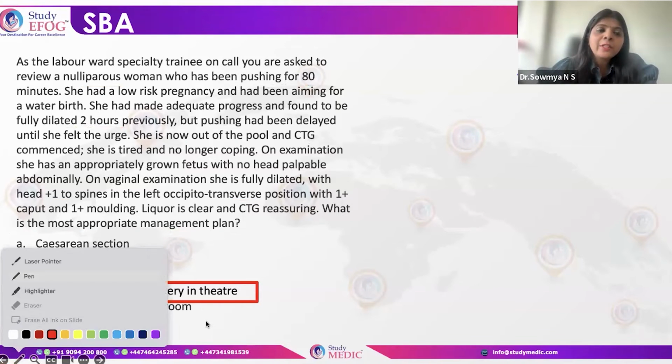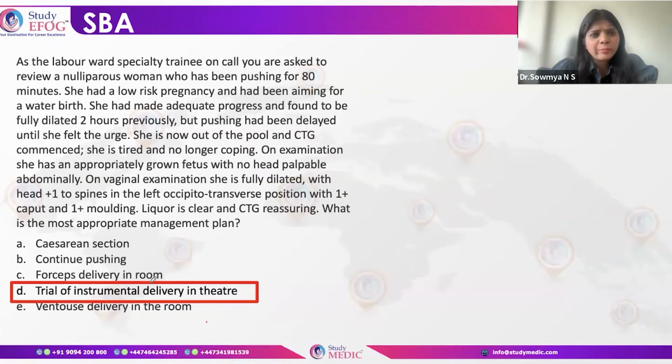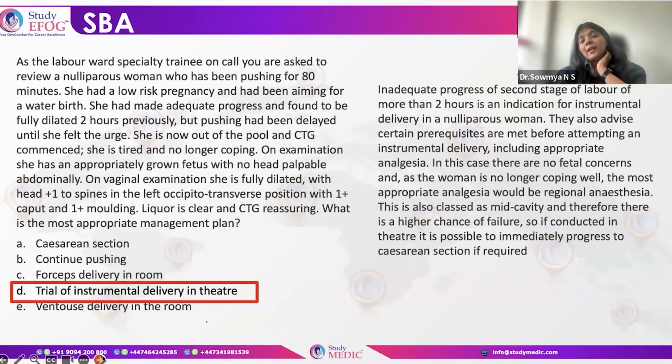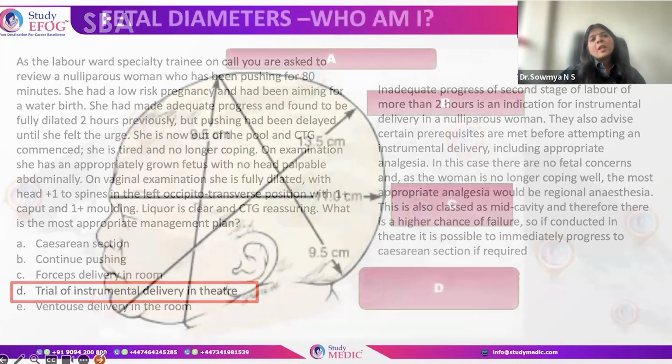You could say I would put forceps in the room. But the point is, this is not something where you can be very sure that she's going to deliver. So please shift her to the theater and try there. If that doesn't work, you can think of cesarean section. But the first thing, trial of instrumental delivery in theater.